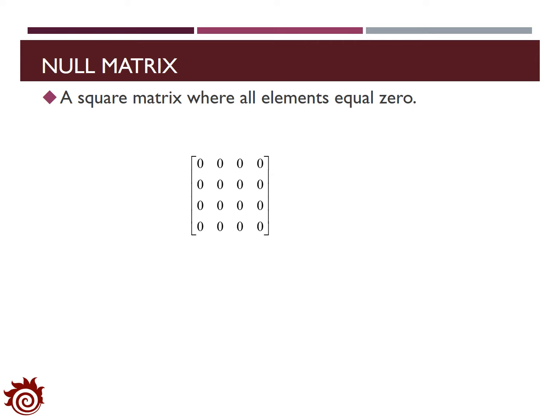The third one is a null matrix, where all the elements in that matrix equal 0. And this is just one example of the null matrix.